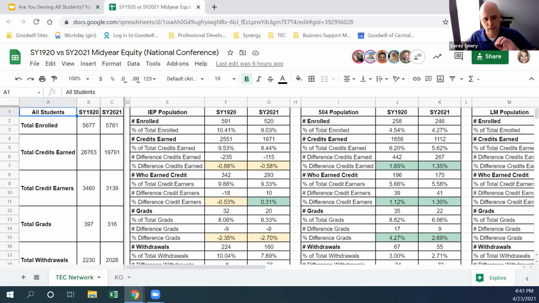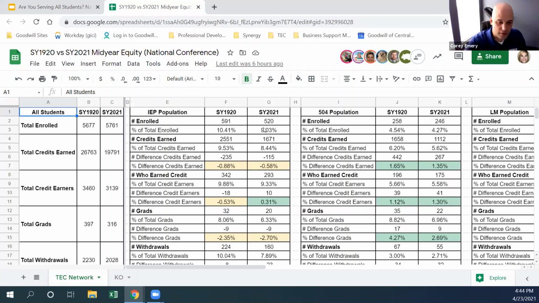And so one of the things, as you guys have the link to, you can jump in and really dive in as you'd like. But what we tried to attempt to do here is compare the enrolled number of students in each of these categories or subgroups as a proportion of their enrollment, right? And so as you see in the first box, as a network in 2021, we enrolled 520 students with IEPs, which was 9% of the total enrollment last school year.